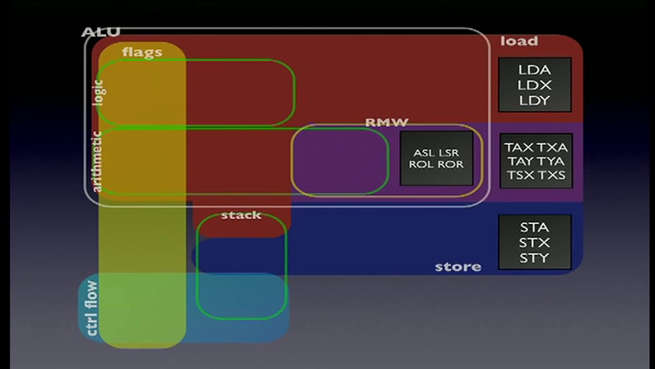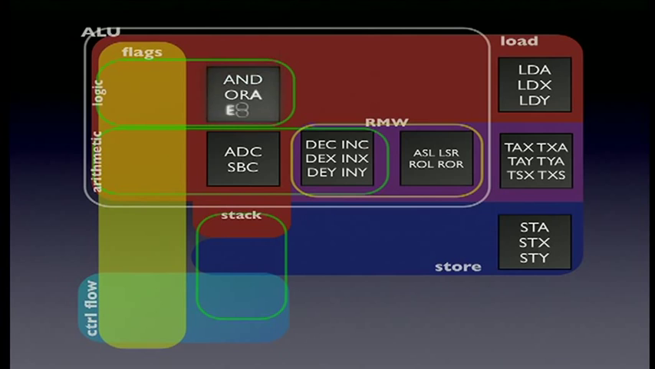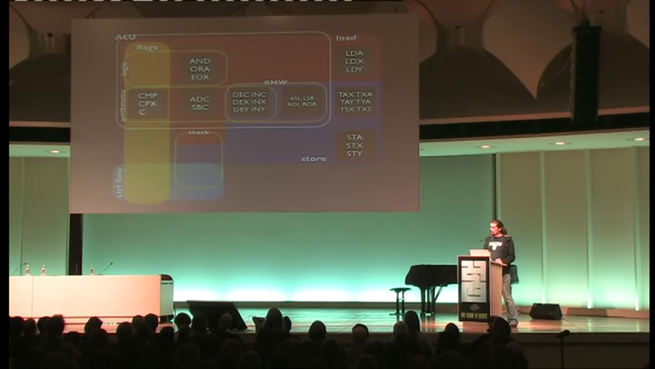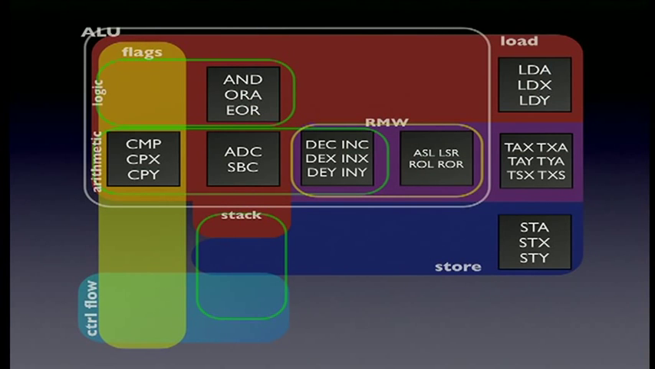There are 2 groups of read, modify, write instructions. The shift instructions work with the accumulator or with memory. You can decrement and increment memory, as well as the index registers, because with indexes, you have to count up, you have to count down. Also done by the ALU are addition and subtraction, as well as the Boolean operations. And there are the other 2: the compare one is basically just a subtraction, but only stores the flags and not the result. And BIT is an AND, which only stores the flags, not the result.